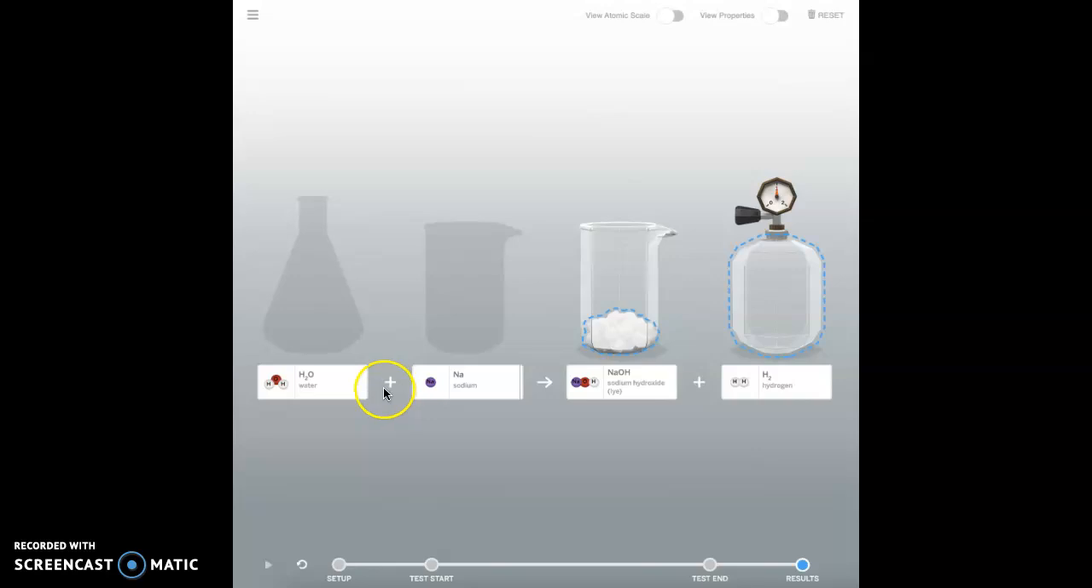Okay, so when we combine chemicals, the initial substances that we use, so for example, water and sodium, those are called our reactants. They're the initial substances we use to create a chemical reaction. Now we have these two new substances that are called products. They are the result of the reactants being combined together, and we get two new products, sodium hydroxide and hydrogen.